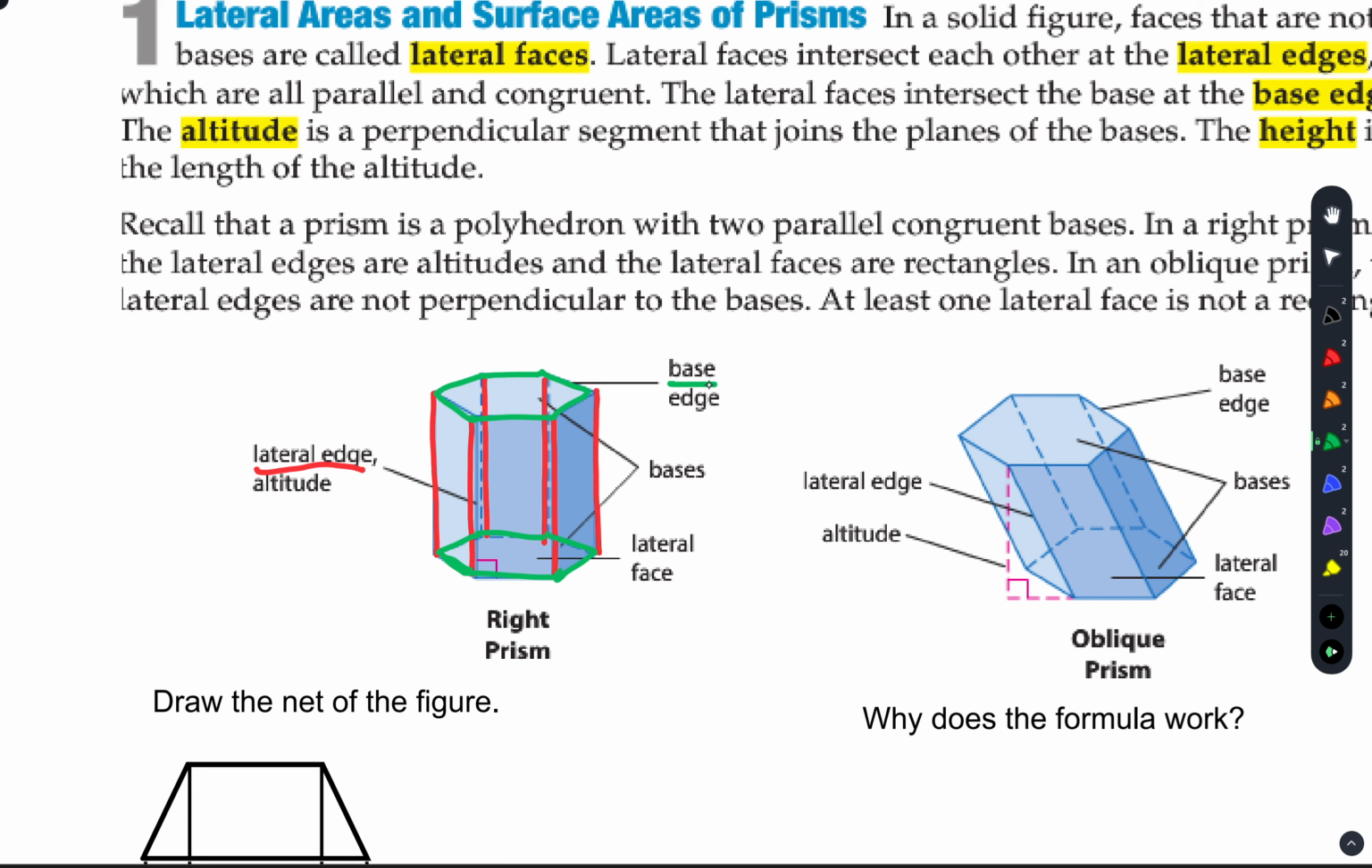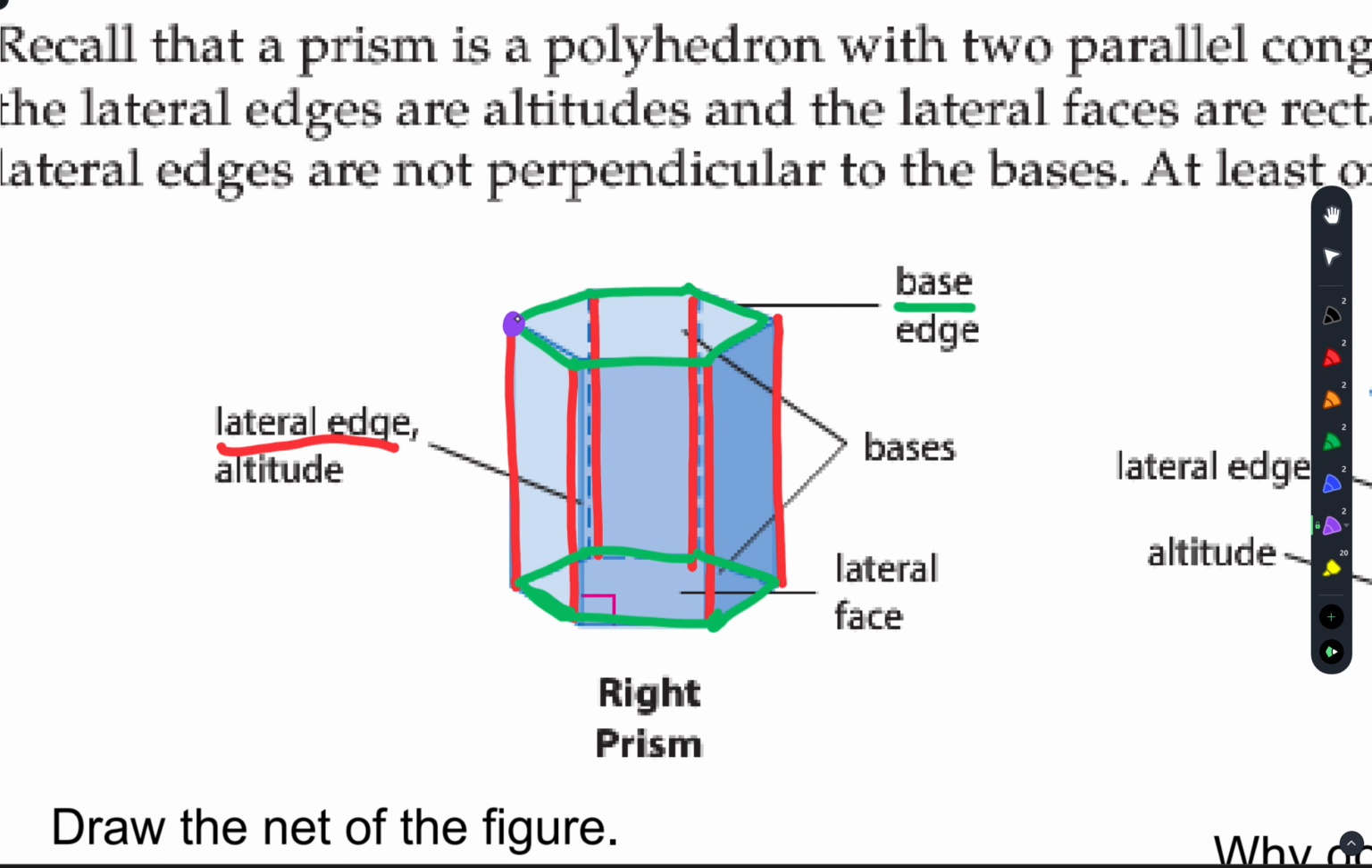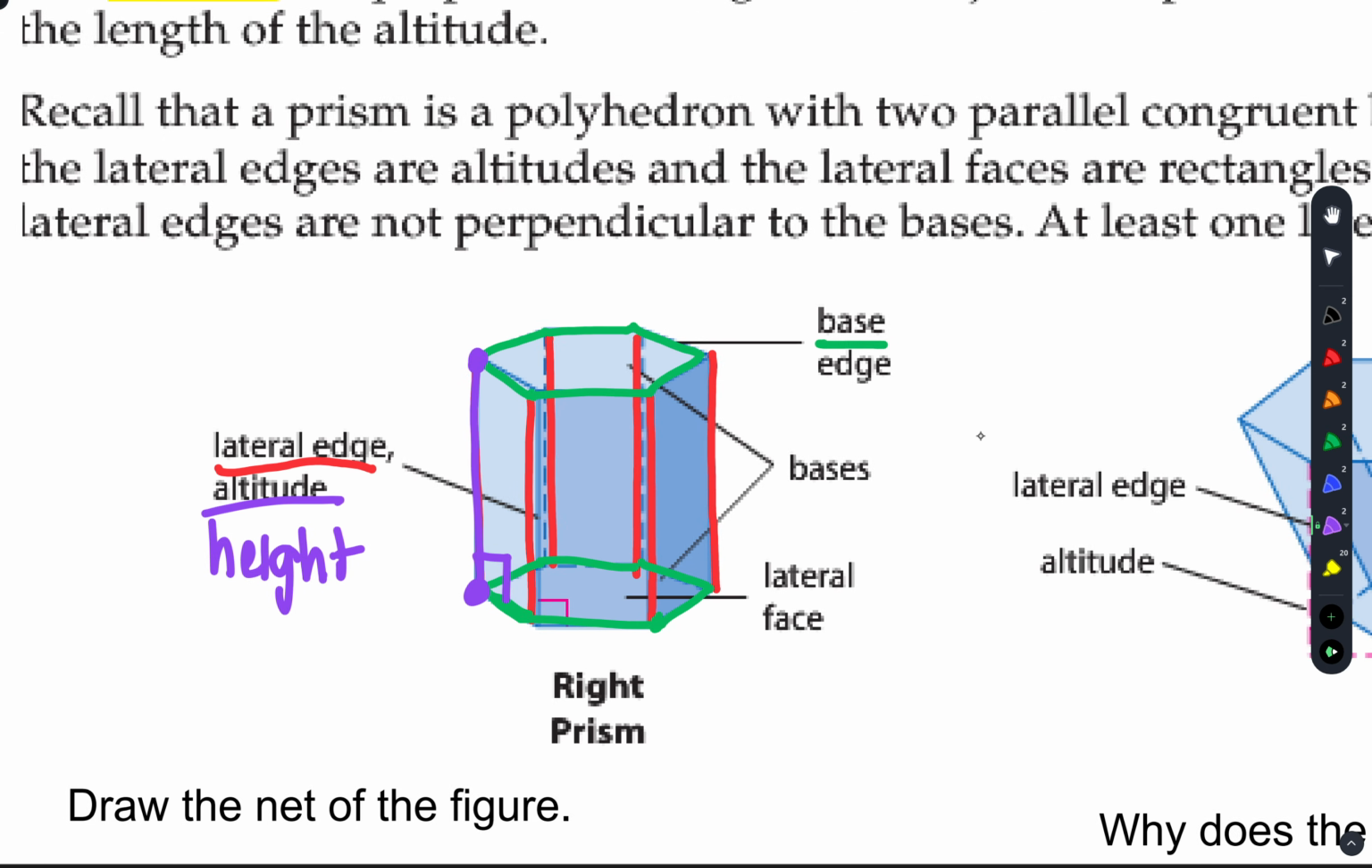Next is an altitude. An altitude goes from one base to the other. So it will be one of the lateral edges, usually in a right prism. So this from base to base, in this case, is called the altitude of this shape. And if we take the measure of that altitude, we find the height. Now, altitudes and height are always going to be perpendicular to the base, no matter what.